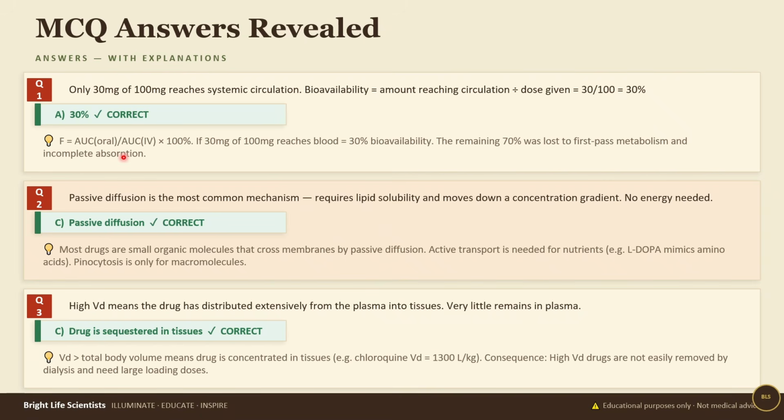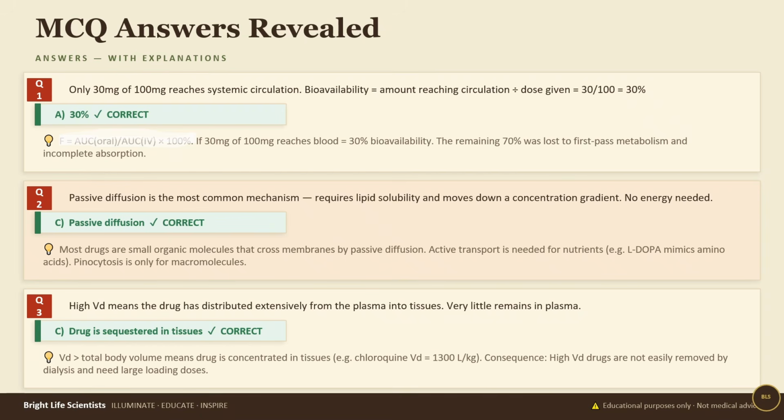The formula of bioavailability, we said, is F equals AUC of a given route, but now in this case the given route is oral, divided by AUC of IV, which is the gold standard, multiplied by 100%. For number 2, the answer is passive diffusion, and number 3, the answer is the drug is sequestered in tissue, C.